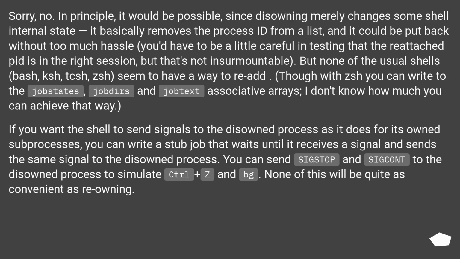Though with zsh you can write to the jobstates, jobdirs and jobtexts associative arrays, I don't know how much you can achieve that way. If you want the shell to send signals to the disowned process as it does for its own subprocesses, you can write a stub job that waits until it receives a signal and sends the same signal to the disowned process. You can send SIGSTOP and SIGCONT to the disowned process to simulate Ctrl+Z and bg. None of this will be quite as convenient as re-owning.